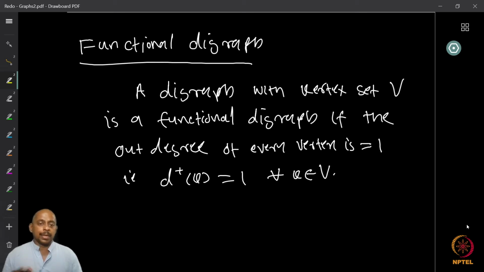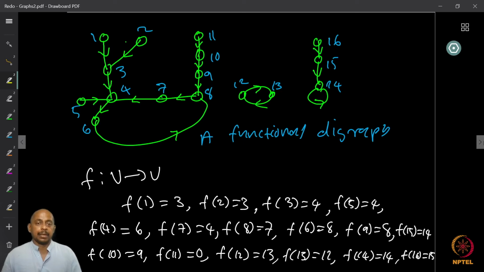And you can see immediately why it should be the case, because if you are defining a function, it can only have a unique image. It cannot have multiple images for an element, right? So here is an example of a functional digraph where if you look at any vertex, you will see it has exactly one outgoing edge, right?